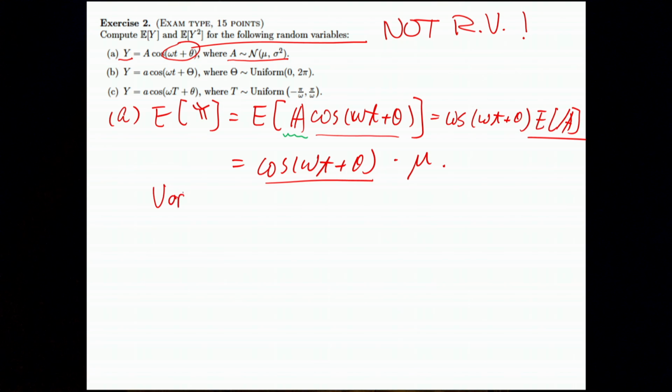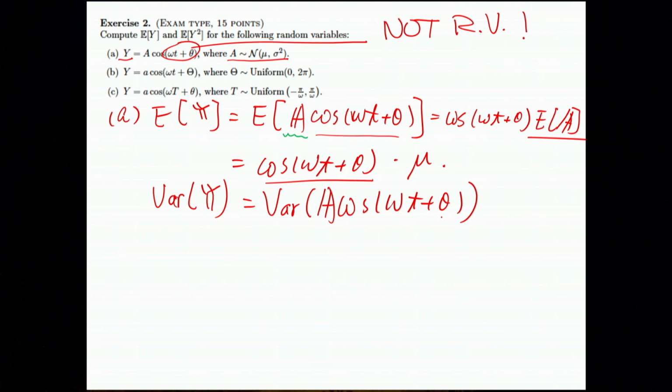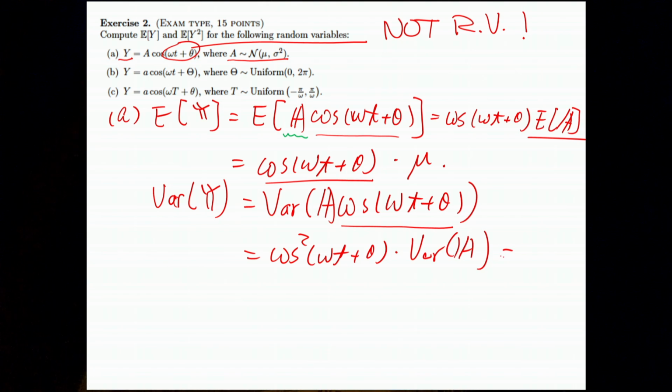And the variance of y is the variance of a times cosine omega t plus theta. We know the variance, I have a constant here. If I take that out, it's cosine square times the variance of a, which is sigma square. Sigma square times cosine square.